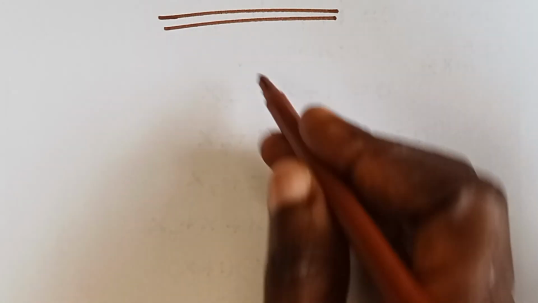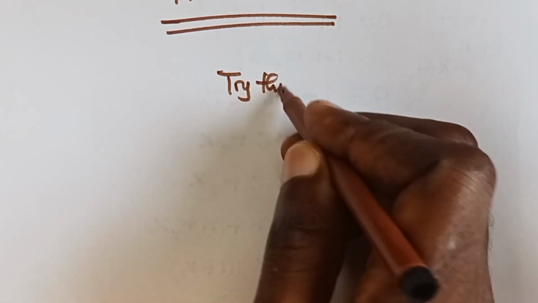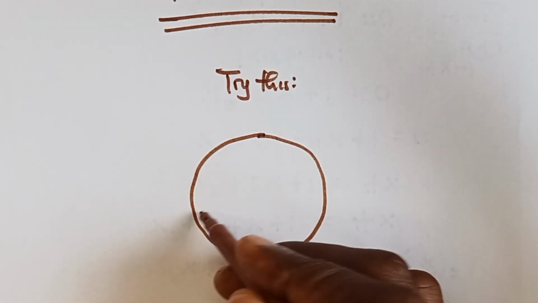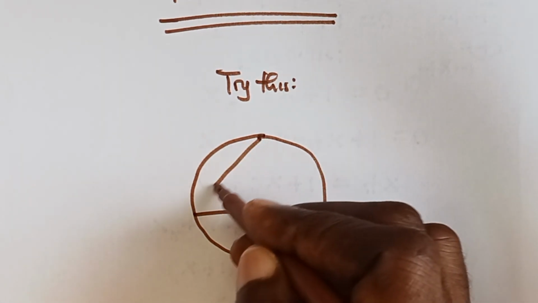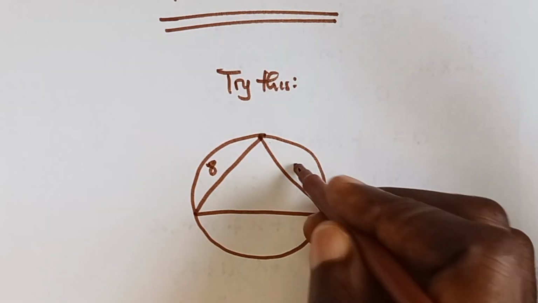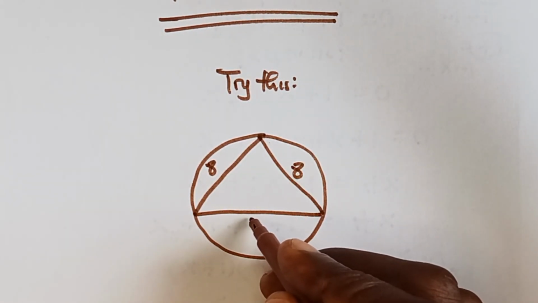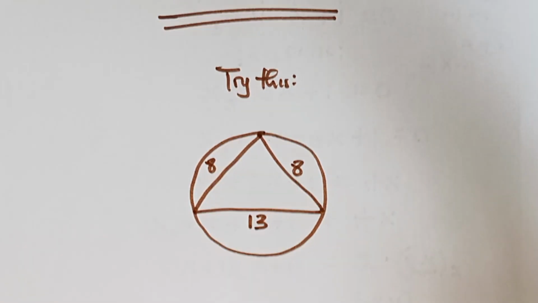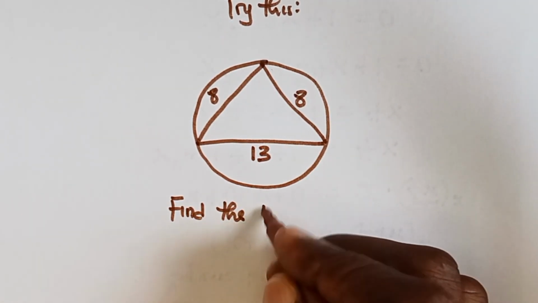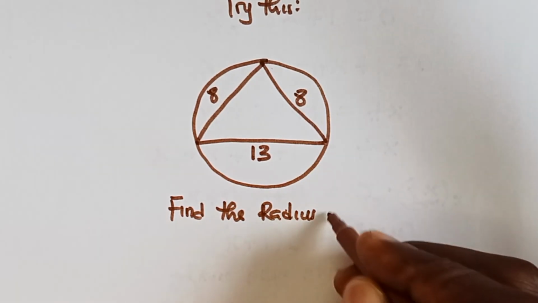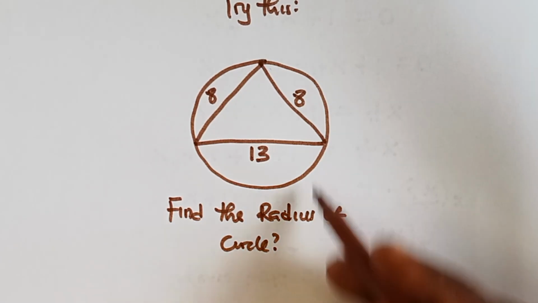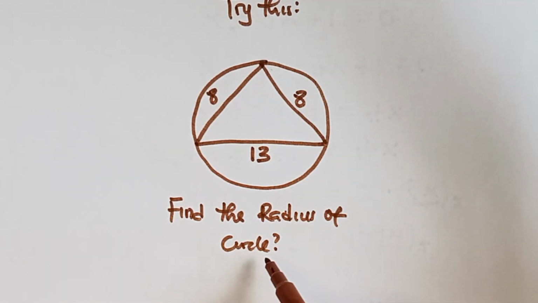Now let's try something similar to that. Let's try this. Okay, so I have the circle, and I have a triangle. Okay, so this is 8, this is 8, and I have this space to be 13. All right, so let's find the radius of the circle. Find the radius of the circle. All right, so let's find the radius of the circle and write your answer under the comment section.